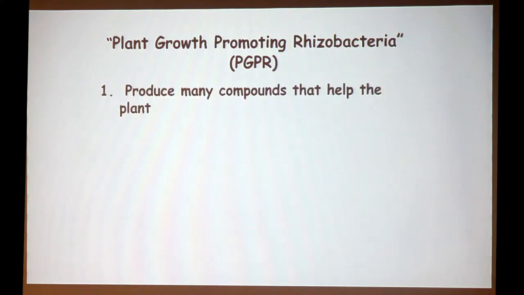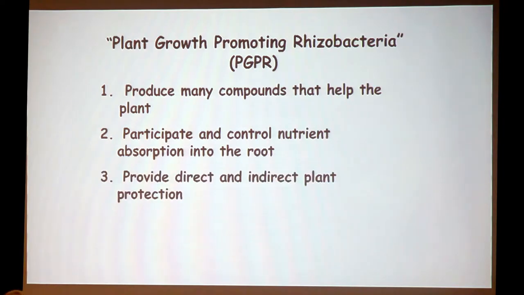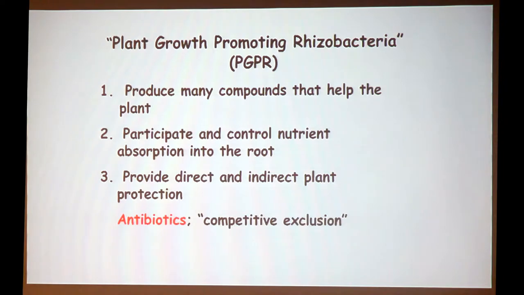They produce many compounds that help the plant directly and indirectly. They participate in the control of nutrient absorption into the root. They provide direct and indirect plant protection. By direct protection, I mean a lot of these will produce different kinds of antibiotics to resist invasion of the roots by pathogenic fungi in particular, but also pathogenic bacteria.